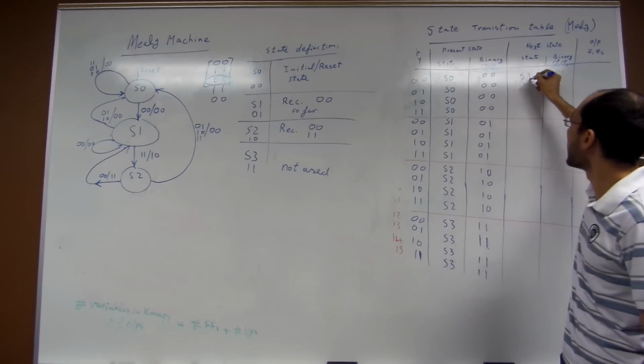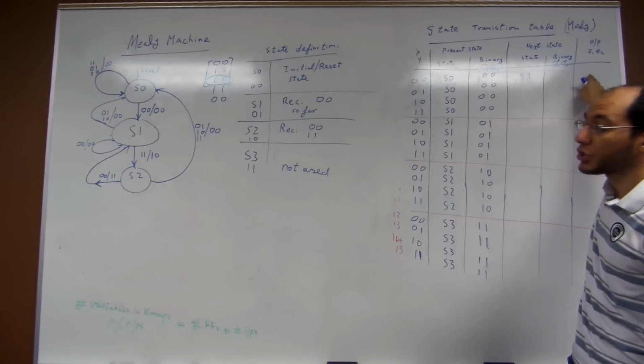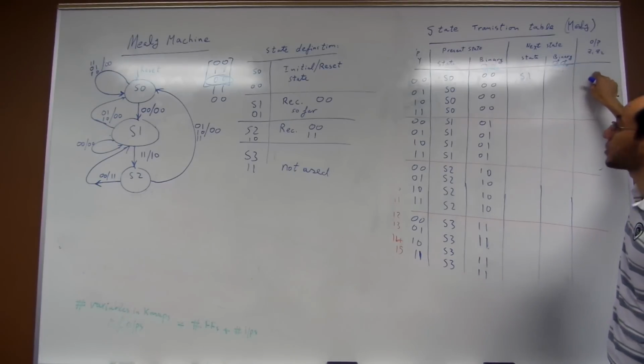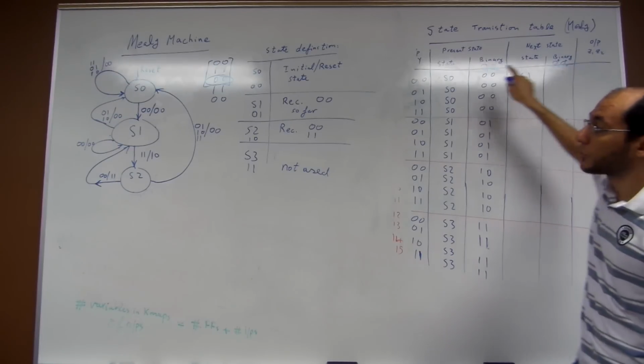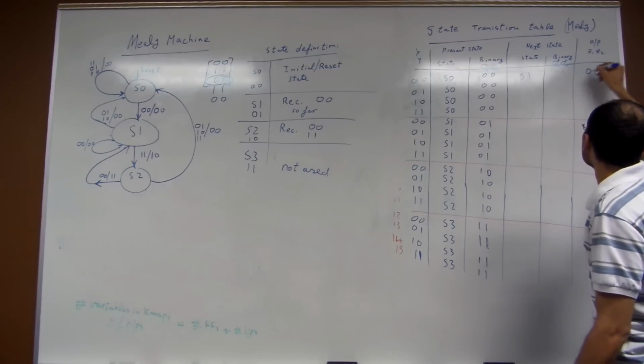So I write down S1. But in the Mealy machine, I have to write down the output as well, because each arrow has an output associated with it. So that's why I have to write down the output as well. And the output associated with this arrow is 0, 0. So I write down here 0, 0.